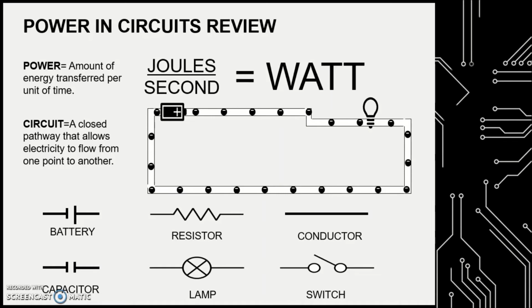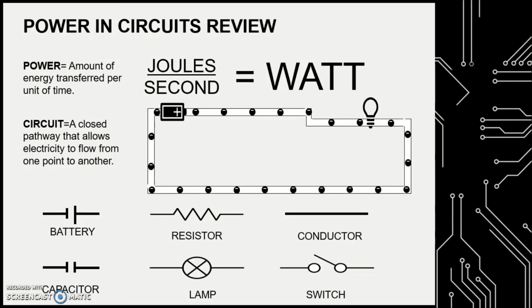And the circuit is a closed pathway that allows electricity to flow from one point to another. And here we have our basic circuit that we were looking at before. And we can see how the electrons are flowing from the negative end of our battery around and then back to our positive end, because this is a complete circuit. If it weren't complete, this wouldn't be able to flow. We have to have a full, good connection to allow for those electrons to flow.